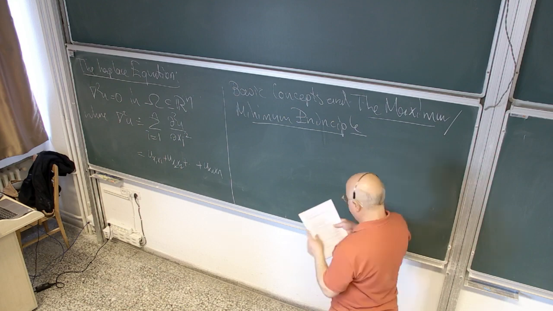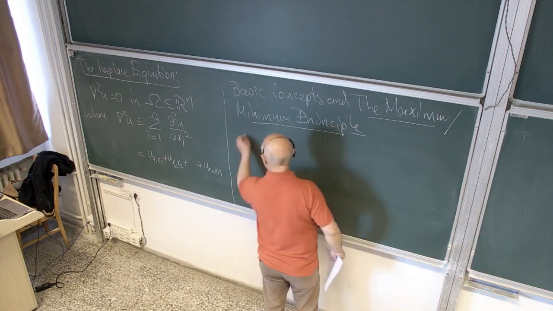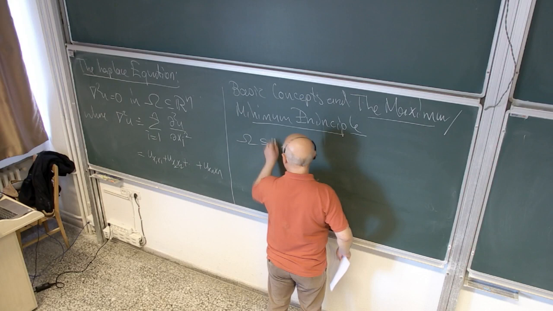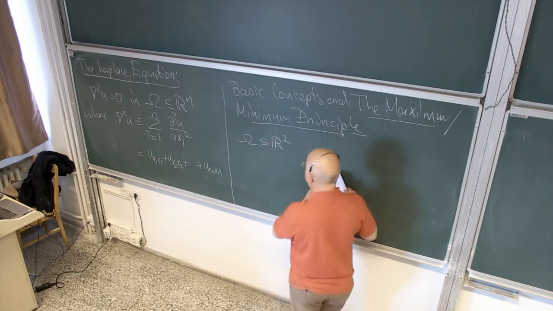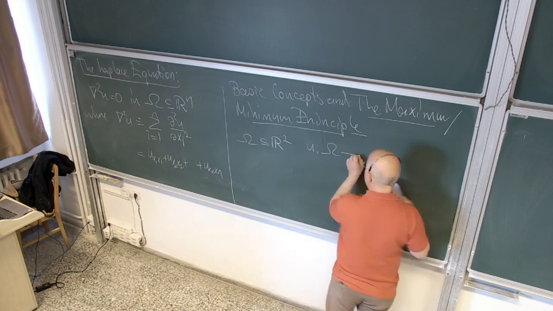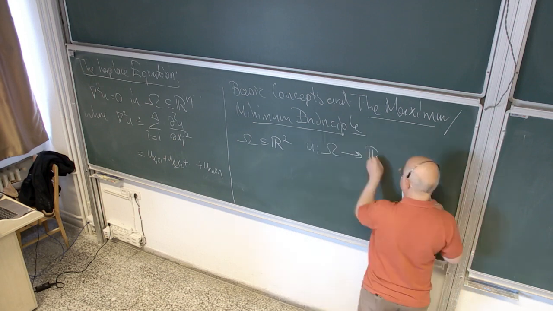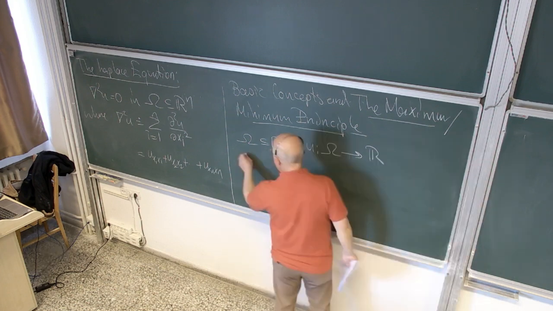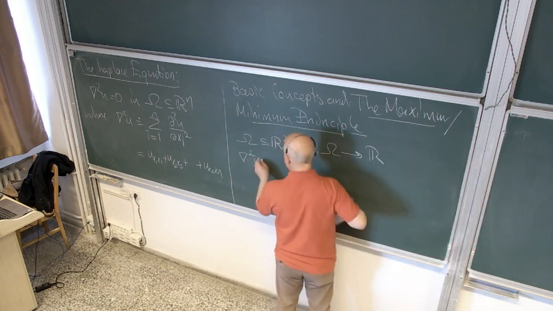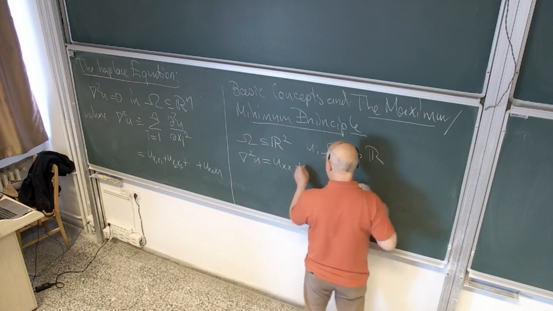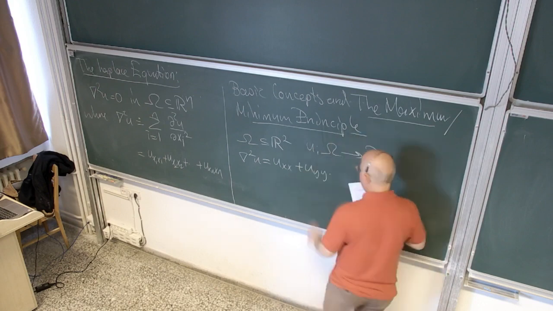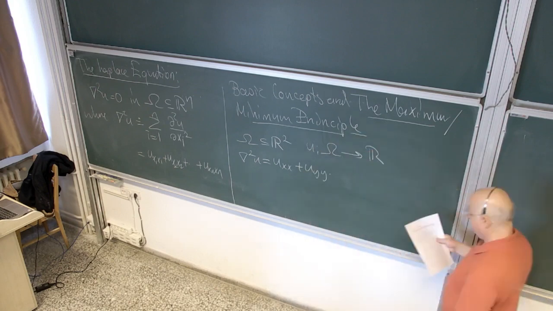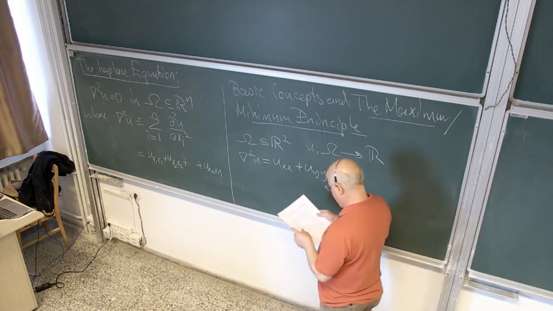Okay, we will consider the Laplace equation in regions in R2. So for us, u is a function from this open set into real numbers, and by del squared u, we will mean u sub xx plus u sub yy.